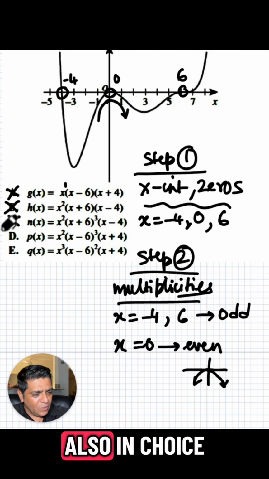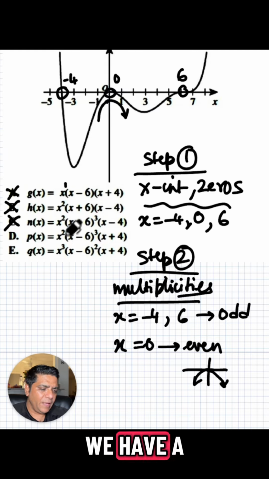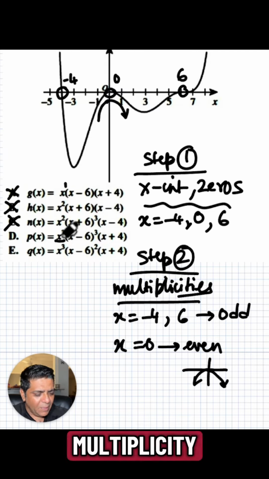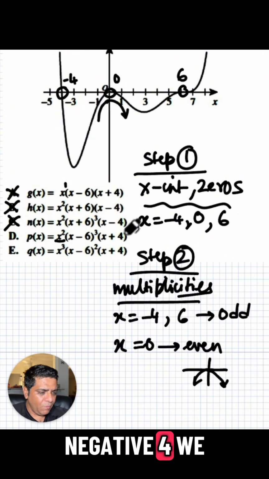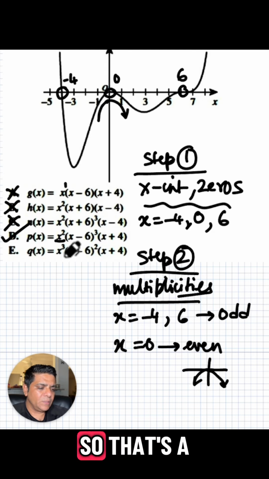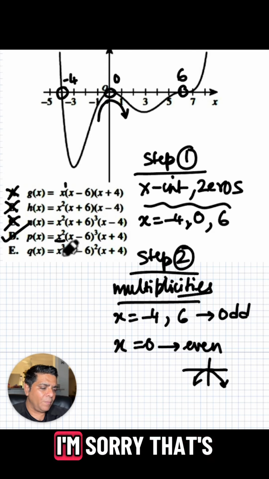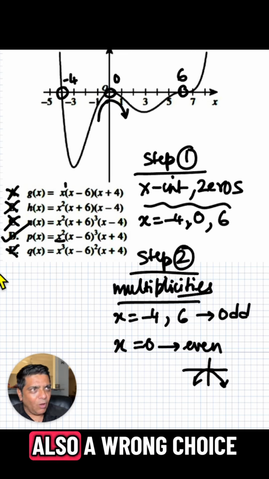That's wrong. In choice D, yes, at 0, which is x squared, we have an even multiplicity. At x equals 6, we have odd. At x equals -4, we have odd. So that is correct. And then choice E, x cubed, that's an odd multiplicity at x equals 0. So that is also a wrong choice.